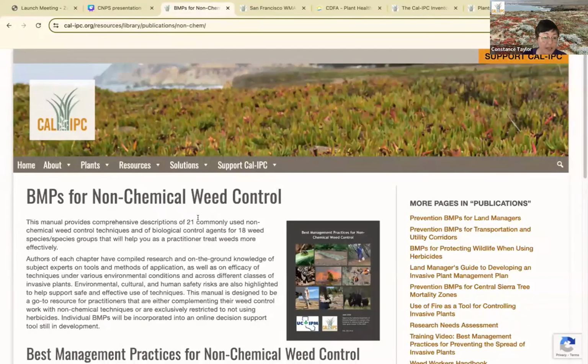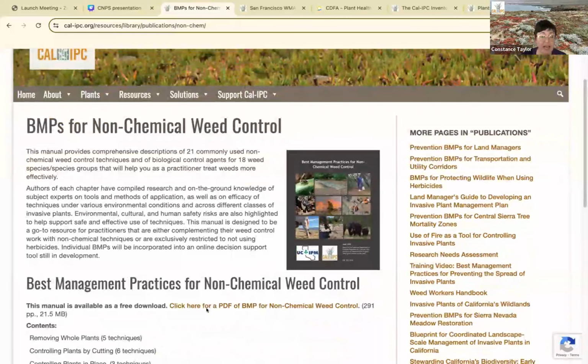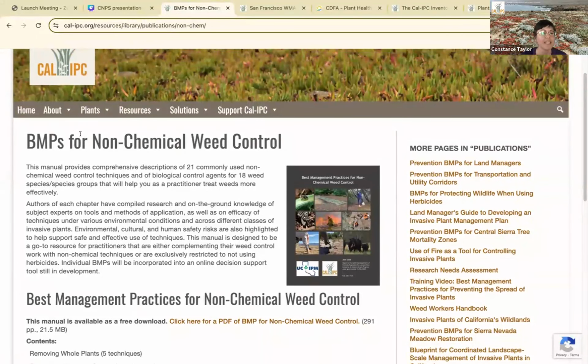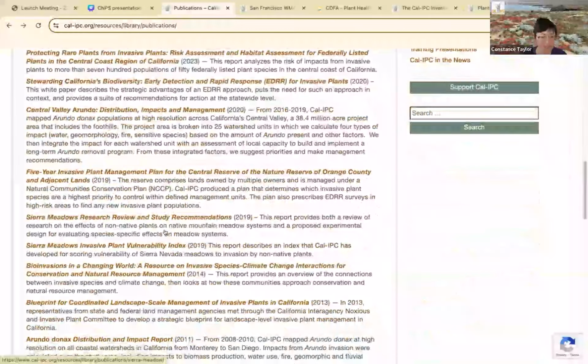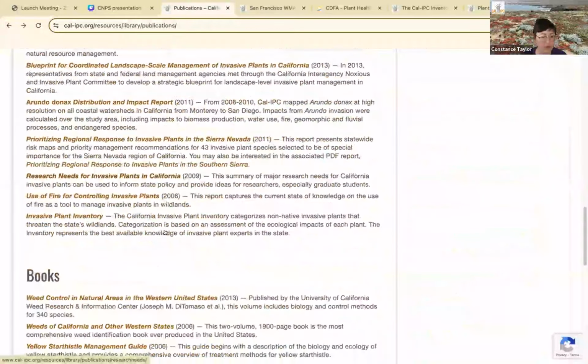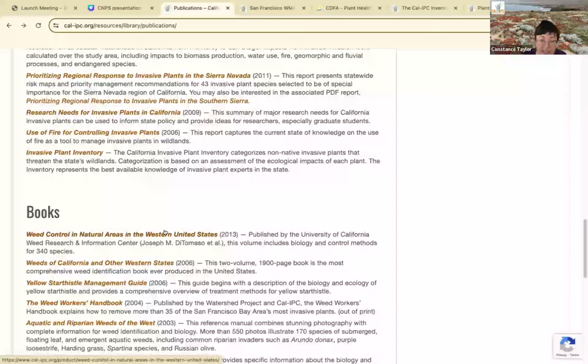So, 21 commonly used non-chemical techniques. That means things like mowing, flaming, tarping, hoeing, etc. And this is available as a free PDF download. So you can get that right now if you want to for some nighttime reading over the weekend. And there's also another really great publication that is unfortunately not available as a downloadable PDF, but that doesn't mean it's not available online.